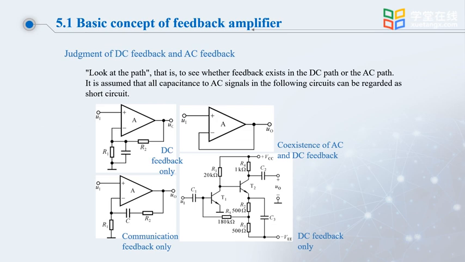So let's have a look. In this small image on the right, a lead is taken directly from the output to the reverse input. So this is the case with DC, and the same is true for AC, so it's both AC and DC feedback. Let's take a look again. R5 acts as a feedback, but in AC it is short-circuited directly by C3. So it has feedback in DC, and no feedback in the case of AC.